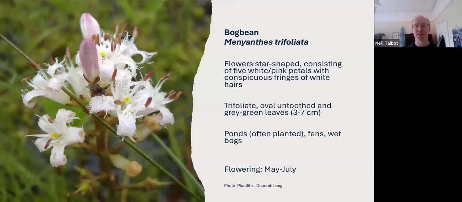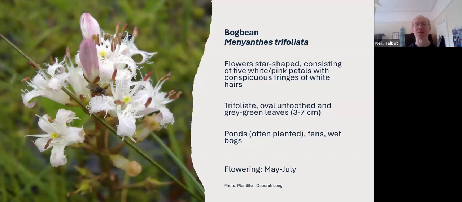So this is the final species I'm going to talk about. This is bogbean, Menyanthes trifoliata. This is from the bogbean family, another quite small family like the flowering rush family. And this is very often planted in ponds. It's a good species for lots of wildlife. And you'll also see it in bogs and fens, those sort of habitats, marshy areas.